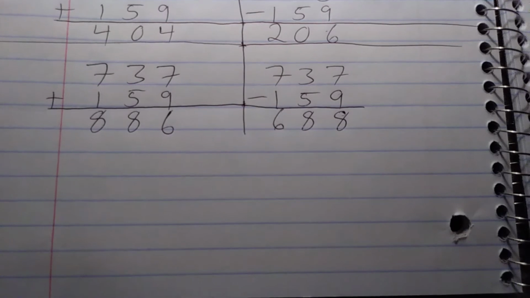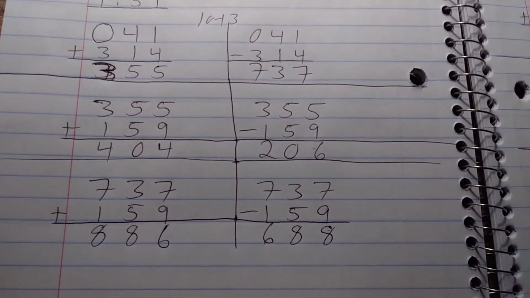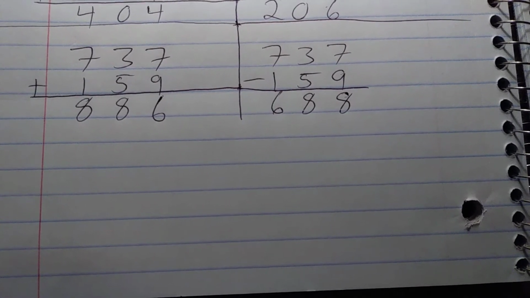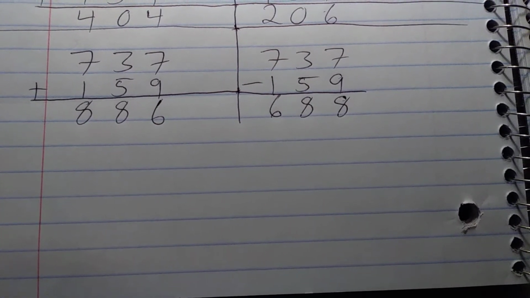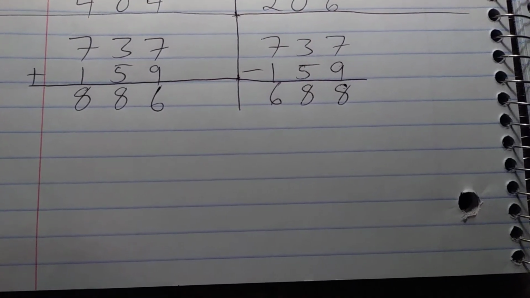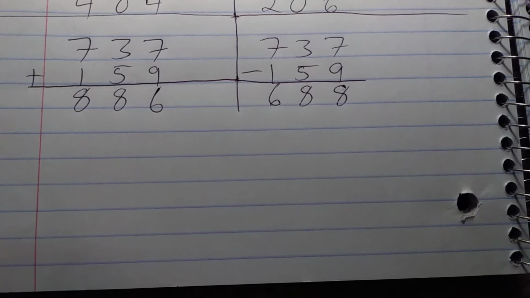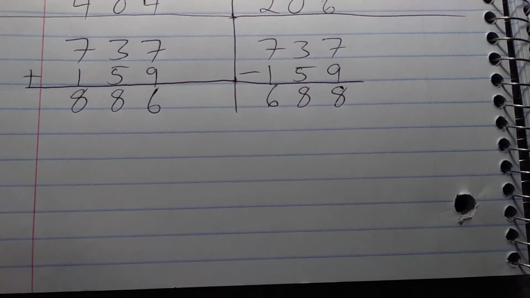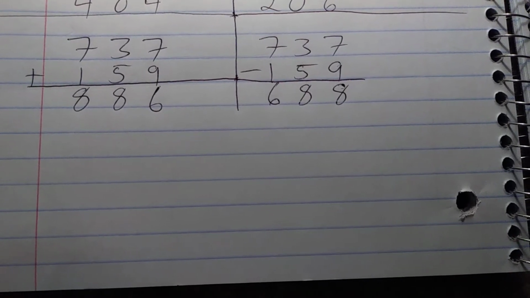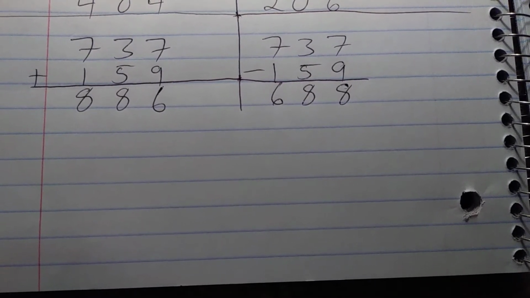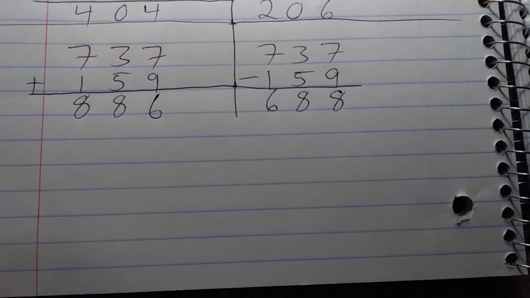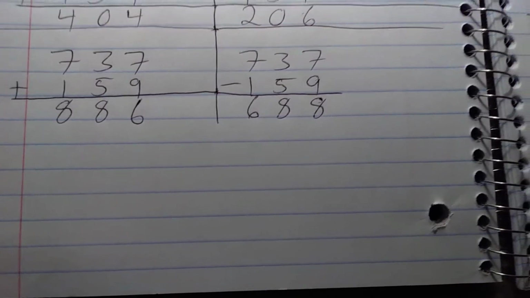And then you also take 737, which you got from up here. 737 plus 159. 7 plus 9 is 16. Keep the 6. 3 plus 5 is 8. And then 7 plus 1 is 8. So 886. You also take 17 minus 9 is 8, 13 minus 5 is 8, and 7 minus 1 is 6. So 688 did not hit in the next 7 days.